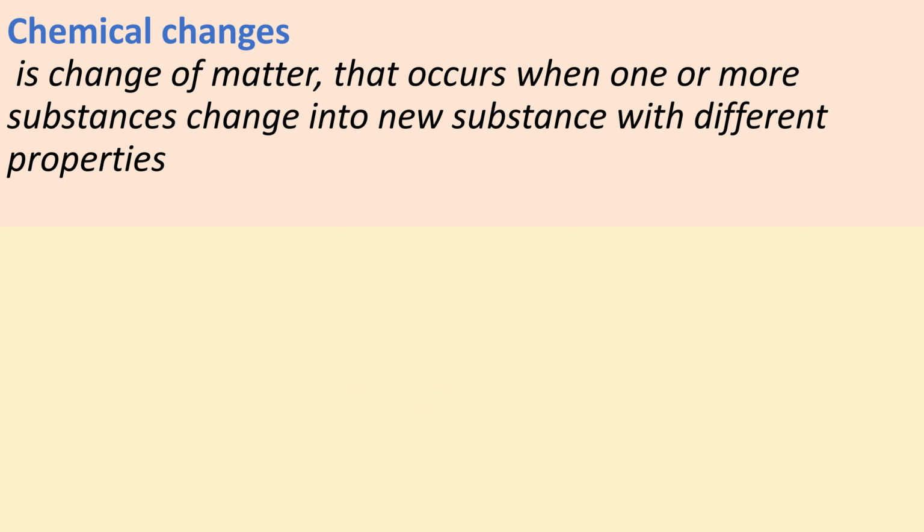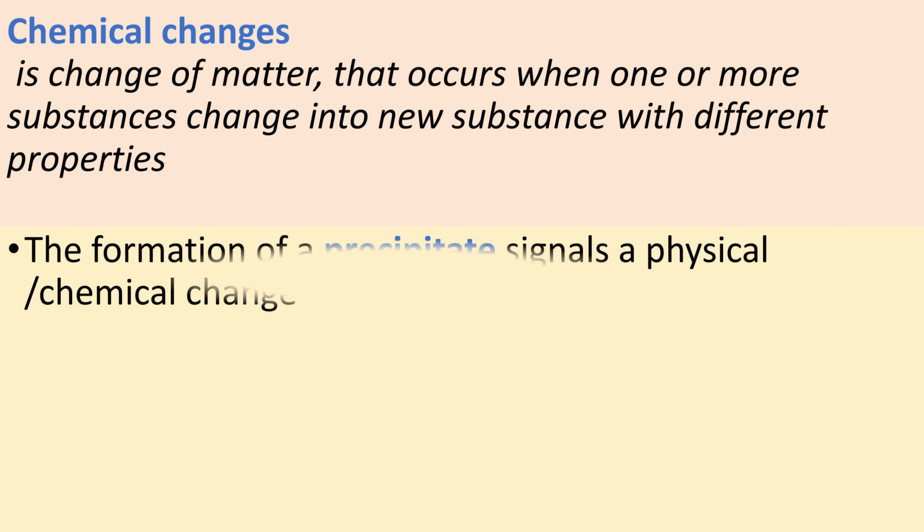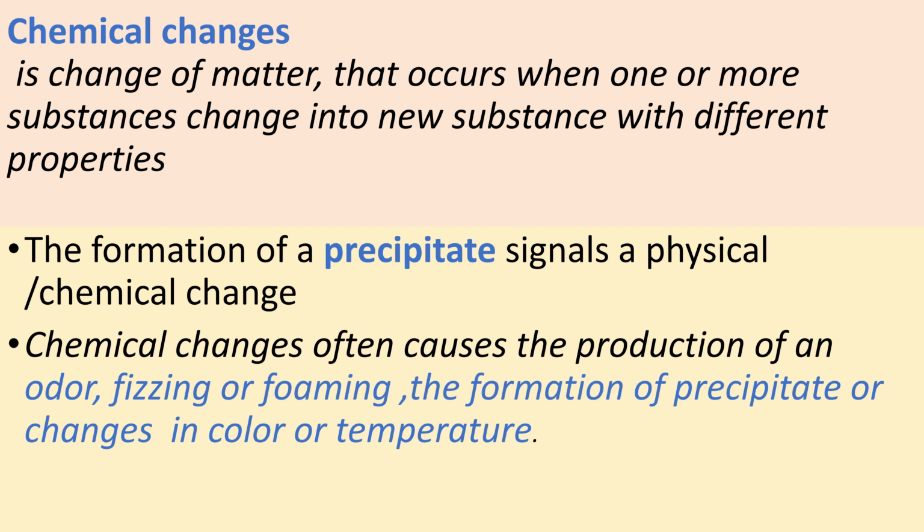What about chemical changes? It is a change of matter that occurs when one or more substances change into a new substance with different properties. Here, if I mix one matter with another one with different properties, I will find a new substance is formed with different properties. This is a chemical change.